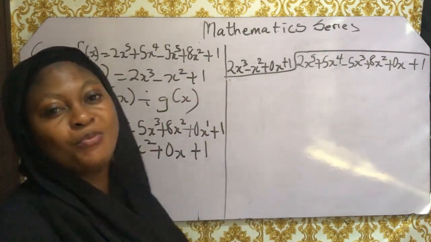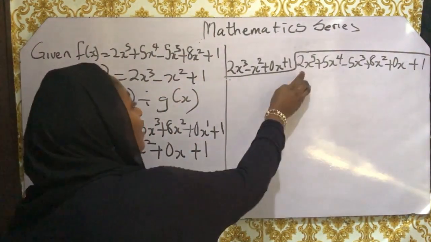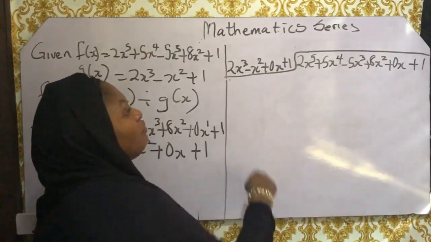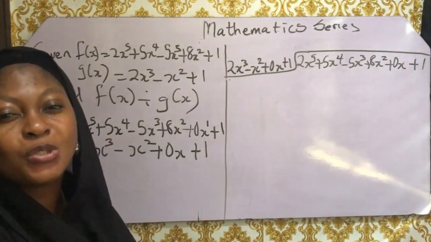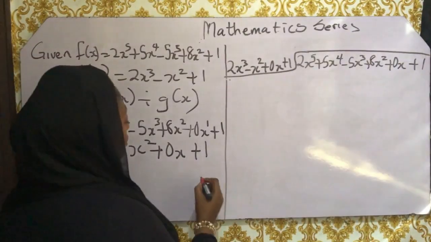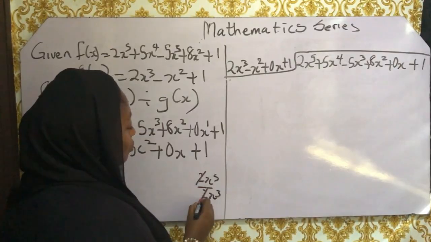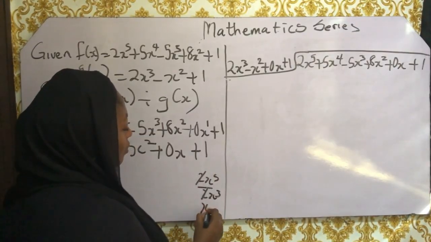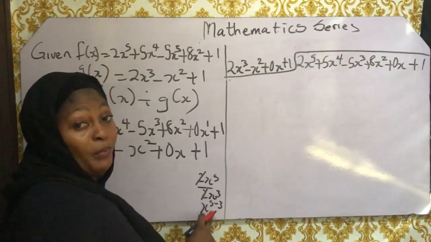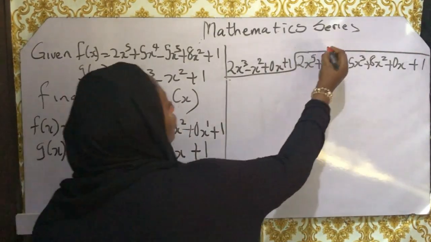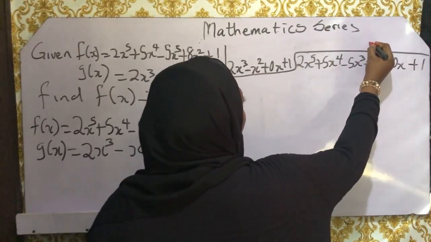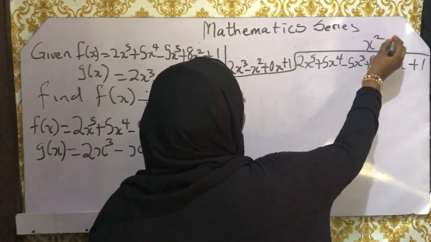Okay, now let's start with our division. 2x to the power of 5 divided by 2x to the power of 3 will give you x to the power of 2. Because when you divide 2x to the power of 5 by 2x to the power of 3, 2 cancels 2. Now to divide the powers, just subtract: x to the power of 5 minus 3 gives x to the power of 2. So we have x to the power of 2.